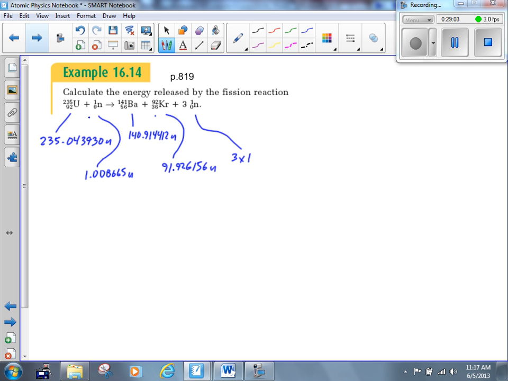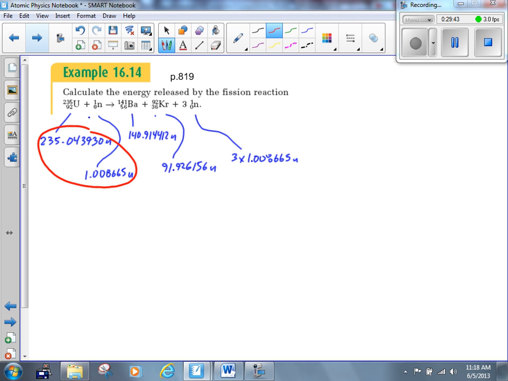So it's 3 times 1.008665, whatever that equals. Now, we said we don't like to work in atomic mass units. This would be the exception. In the end, when we do a calculation, we have to be in kilograms. But I don't want to convert all of these to kilograms right now. Let's get the mass defect in atomic mass units, and then let's just do one conversion from atomic mass units to kilograms. So let's add these guys up.